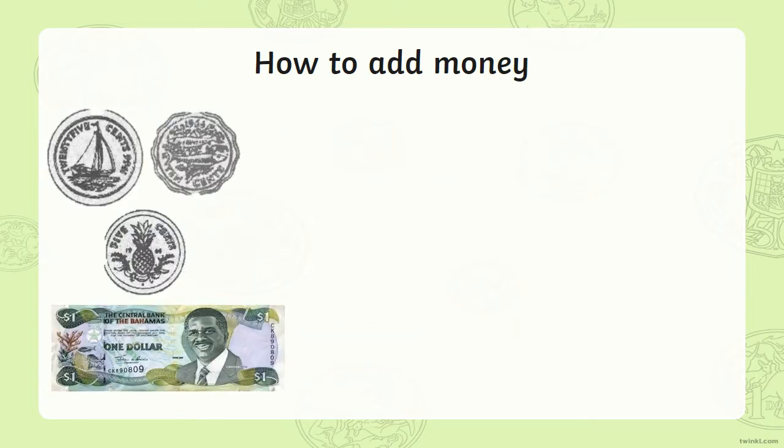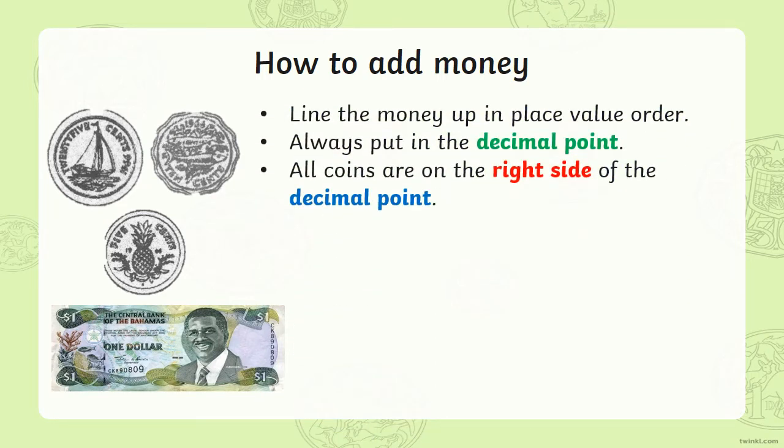Now, in this slide, we have coins as well as a dollar note. How are we to do this? Line the money up in place value order. Always put in your decimal point. All coins are on the right side of the decimal point. Now, let's go and put them there.